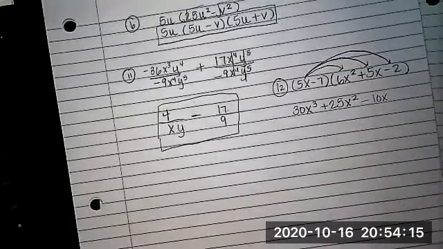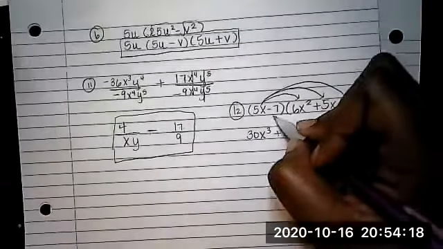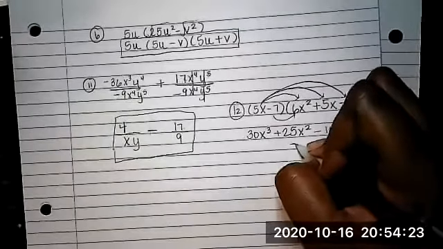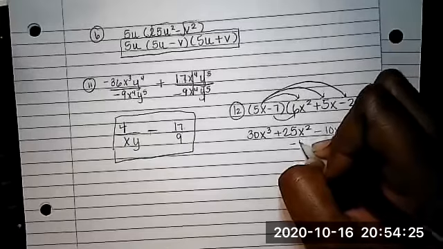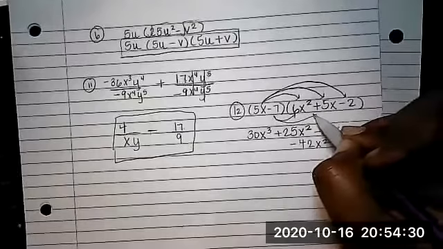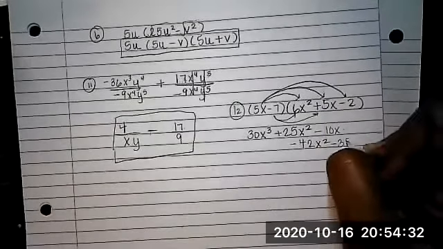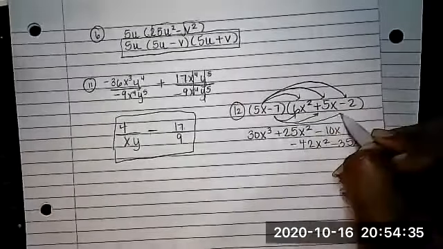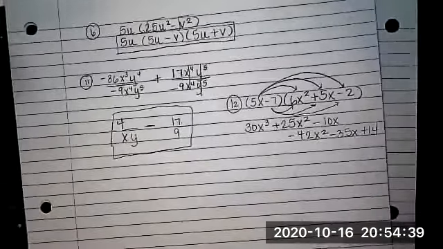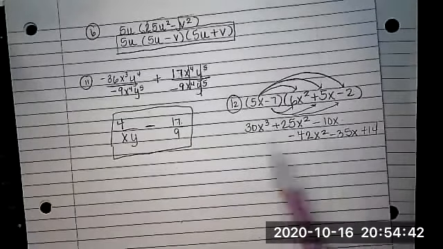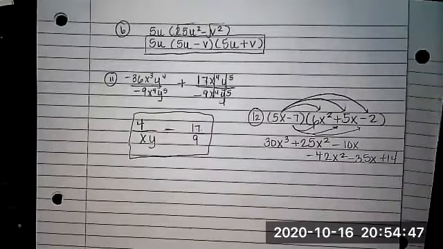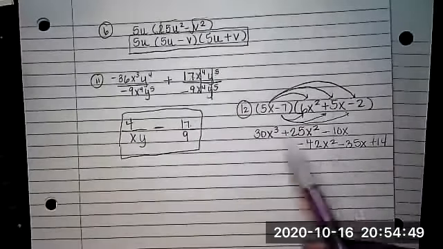Okay. And then I'm multiplying negative 7 times 6x squared. That becomes negative, I'll bring it down here a little bit. Negative what? 42x squared. Negative 7 times 5 is negative 35x. And negative 7 times negative 2 is positive 14. Okay. So those all should basically be on the same level. I had to bring it down here because it was kind of a lot.